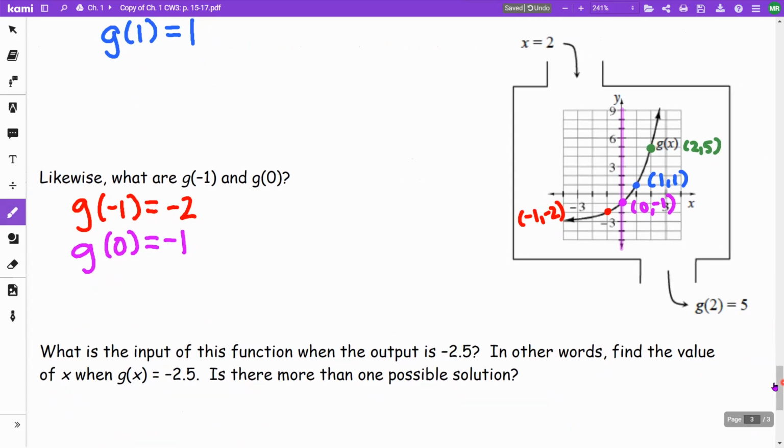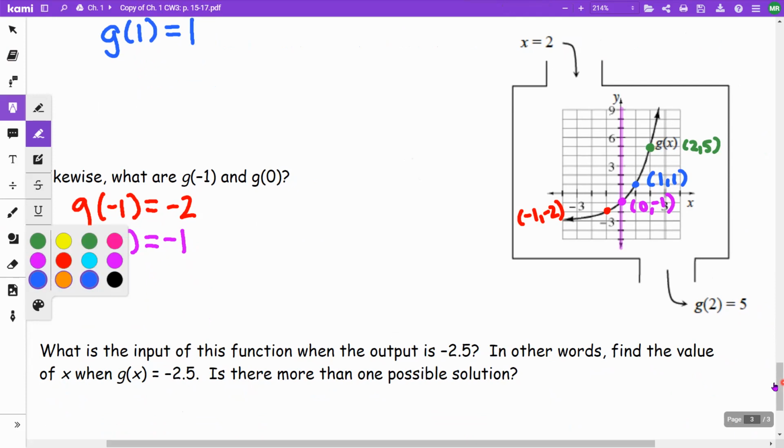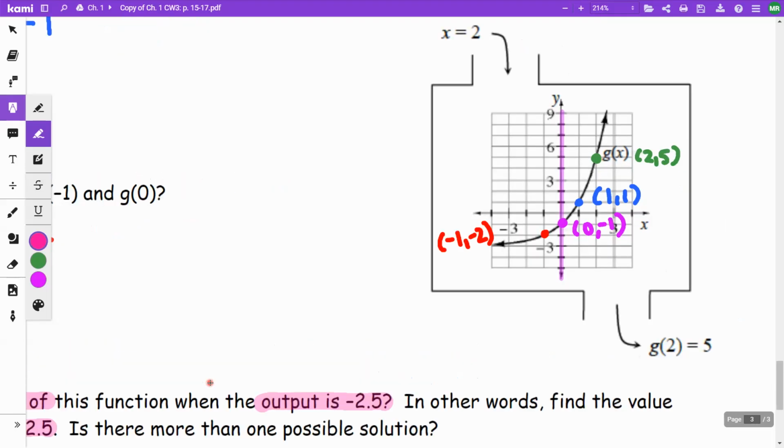What is the input? So here we're going the other direction. It says, what is the input if the output is -2.5? In other words, find the value of x when g of x is equal to -2.5. Is there more than one possible solution? So I want to see when the output is a -2.5.